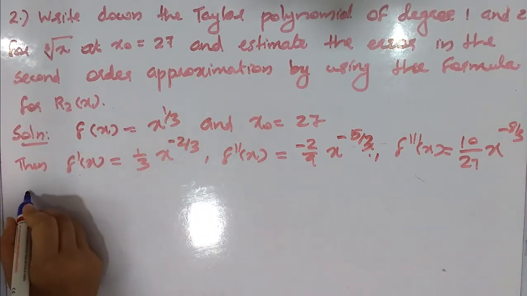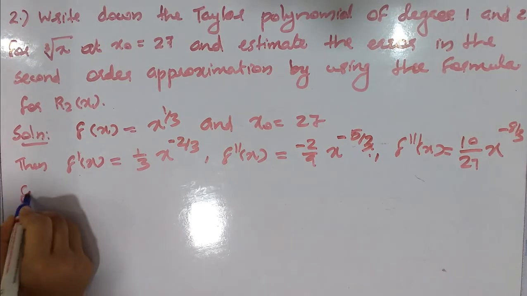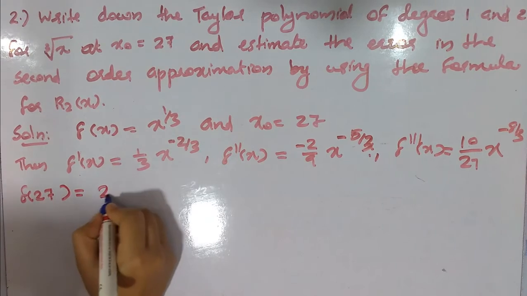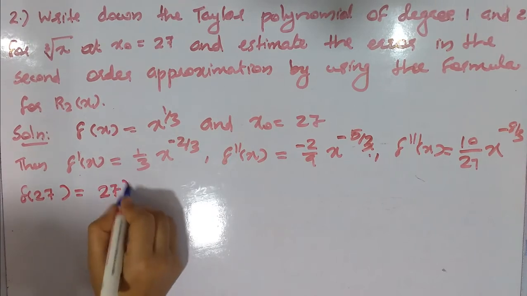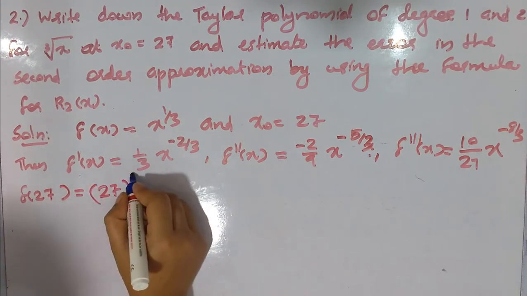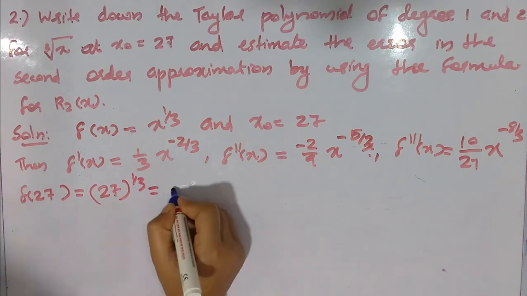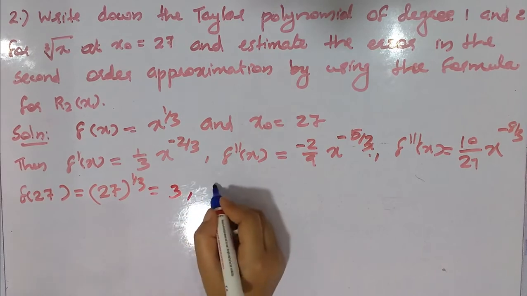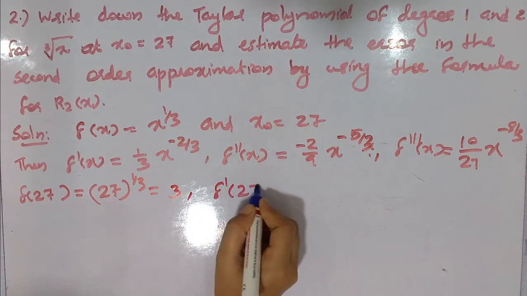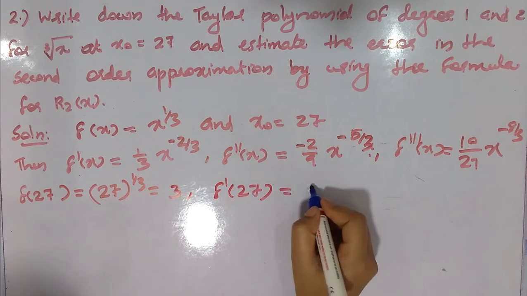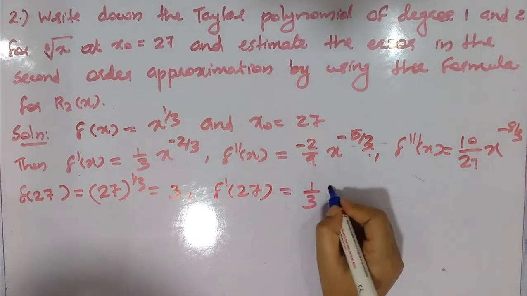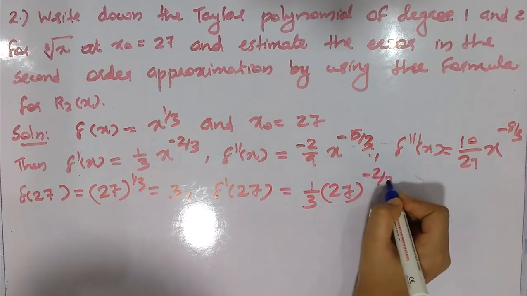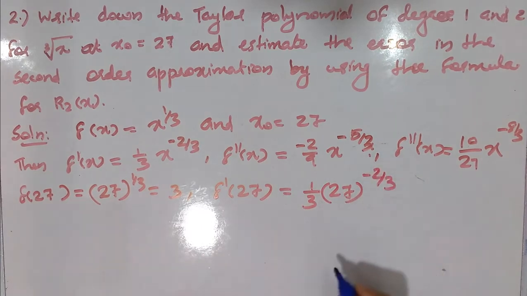Now, therefore, f of 27 is cube root of 27. Right? Cube root of 27 is 3. 3 cube is 27. Now, f dash of 27 is 1 by 3, 27 into minus 27 raised to minus 2 by 3.